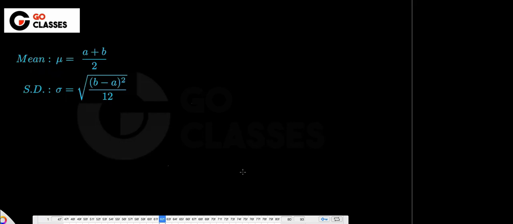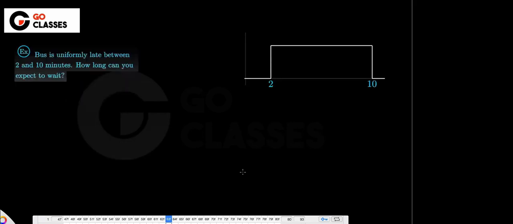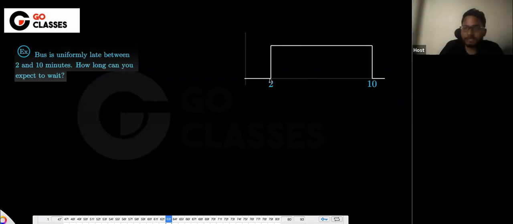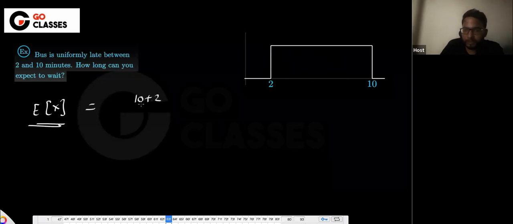Now let's just see some questions. Suppose they are saying that a bus is uniformly late between 2 to 10 minutes. Now how long can you expect to wait? Which means the bus could be anywhere late. So basically x is a random variable that is uniformly distributed between 2 to 10. Now they are asking what is the expectation of x, I mean, on average, how much you should be waiting. It is a plus b by 2, which is 2 plus 10 by 2, which is just 6, right?